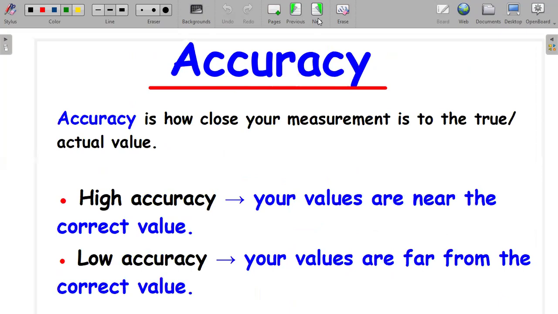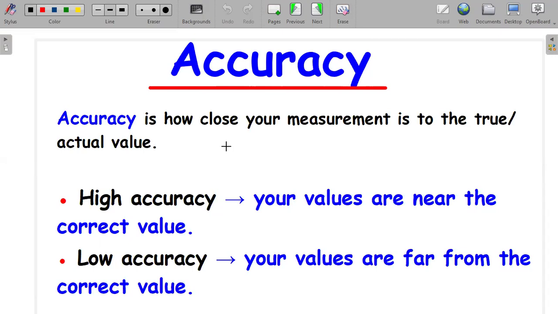On the next page here, I've written down the definition. Accuracy is how close your measurement is to the true value. That's what we call accuracy. So if your measurement is accurate, then it's going to be very close to the true value. If it's not accurate, then it's going to be far away from the true value.